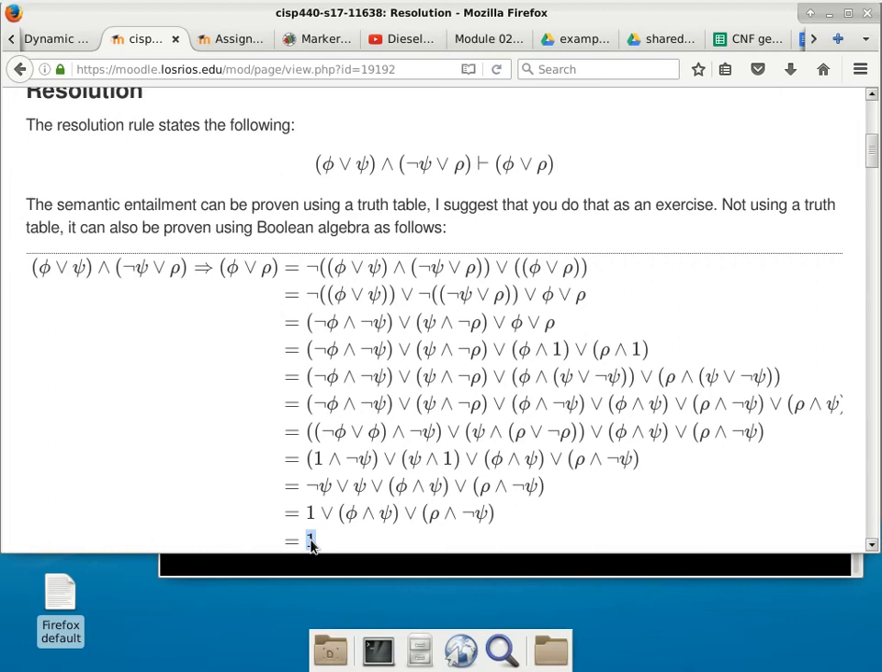Okay, are we still doing okay so far with propositional logic stuff? Okay.